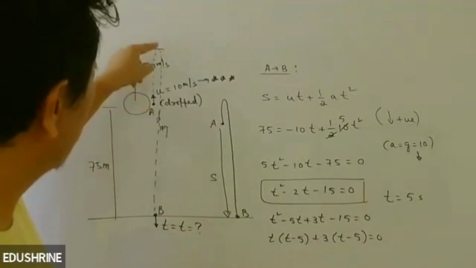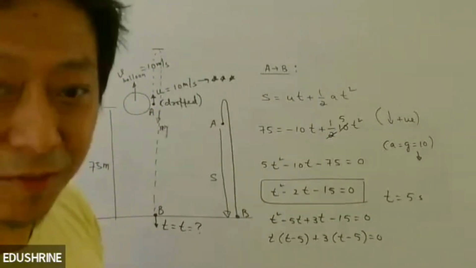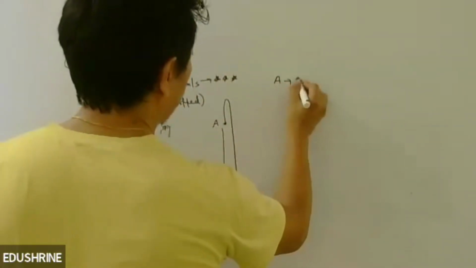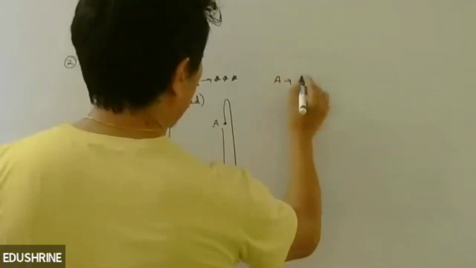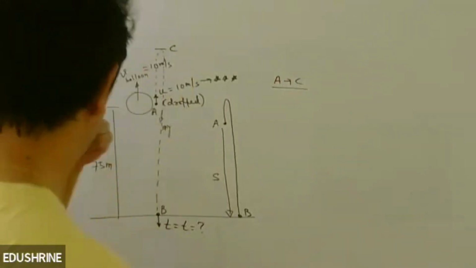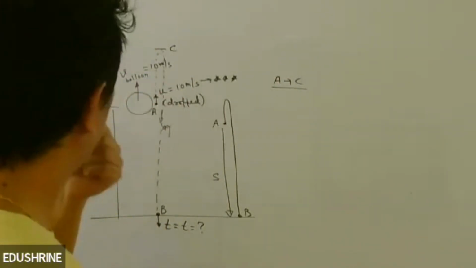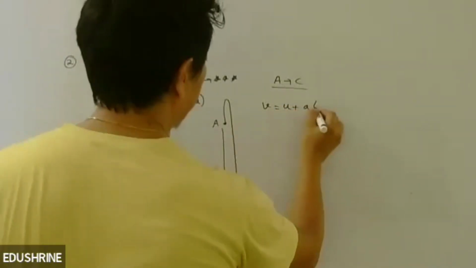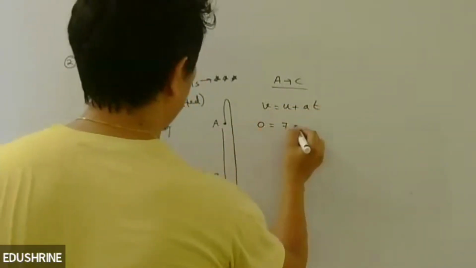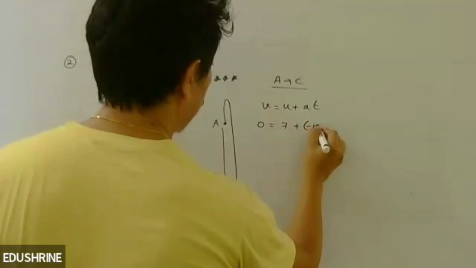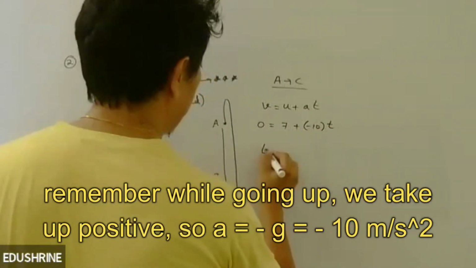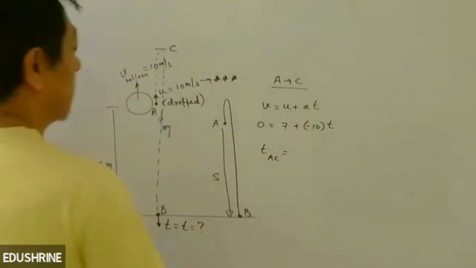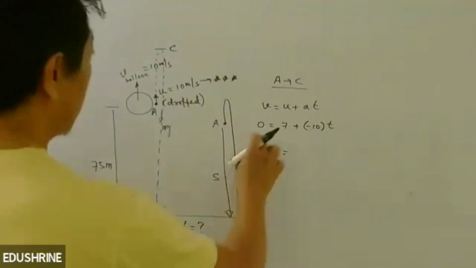Can we do from here to here also? Shall I show or no need? So let me break this motion now, A to C. A to C, which formula to use? Height, though I don't know. So v equal to u plus at is better. v is 0, u is 10, a is minus 10, into t. So the time taken from A to C is... u is 10, no, what, 7?